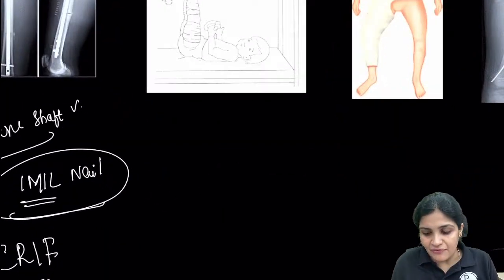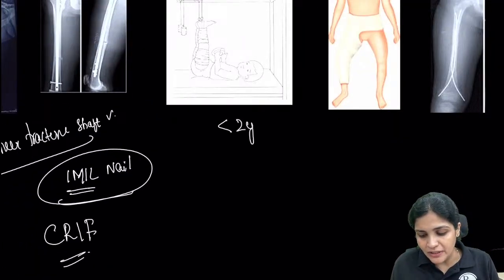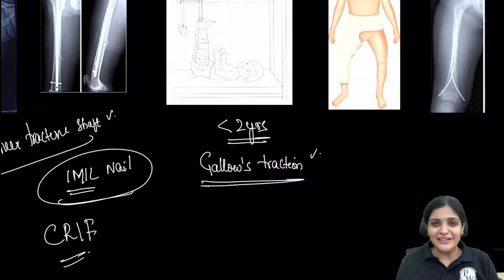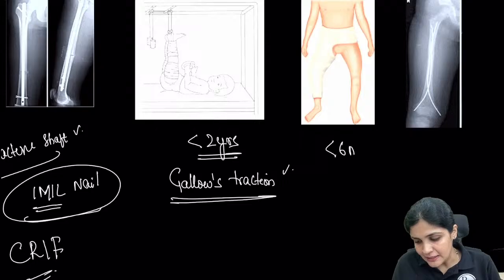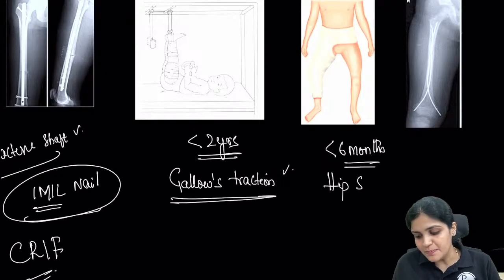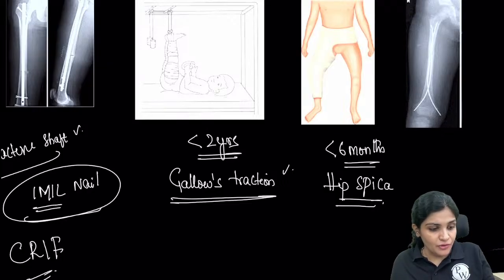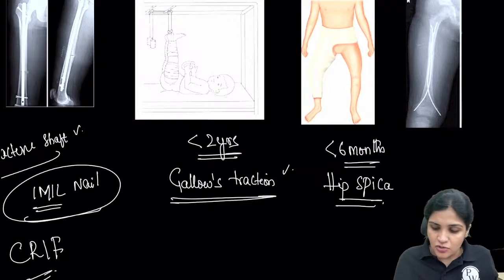And if such a fracture occurs in a patient of less than 2 years, what traction do you give? Gallows traction. Pavlik harness is for DDH. So less than 2 years, you go for gallows traction. Less than 6 months or infant, you use the Pavlik harness. Hip spica. Yes, this is hip spica. Whenever there is involvement of your limb and the abdomen together, this is called a hip spica.